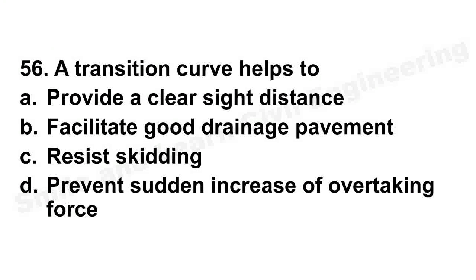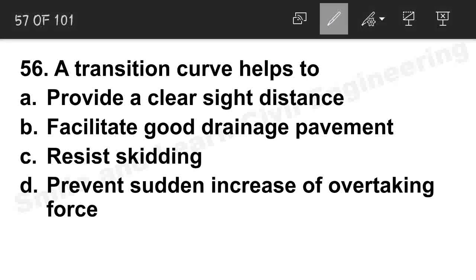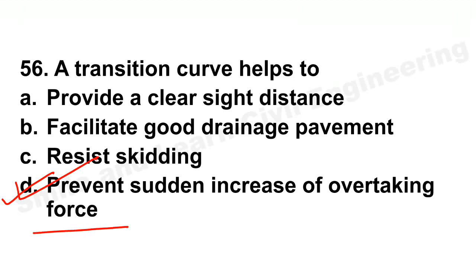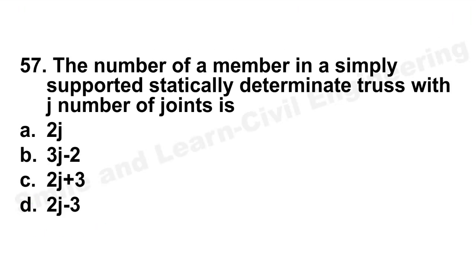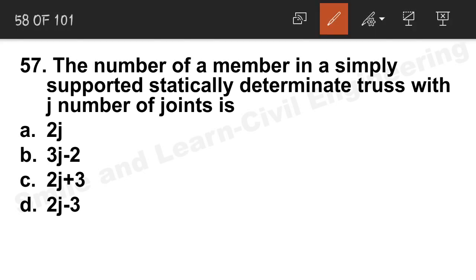Next question, a transition curve helps to, what will a transition curve help to? It will help to prevent the sudden increase of overturning force. Option D will be the correct answer. Next question, number of members in a simply supported statically determinate truss. This we have discussed. Correct answer is 2j minus 3, option D.